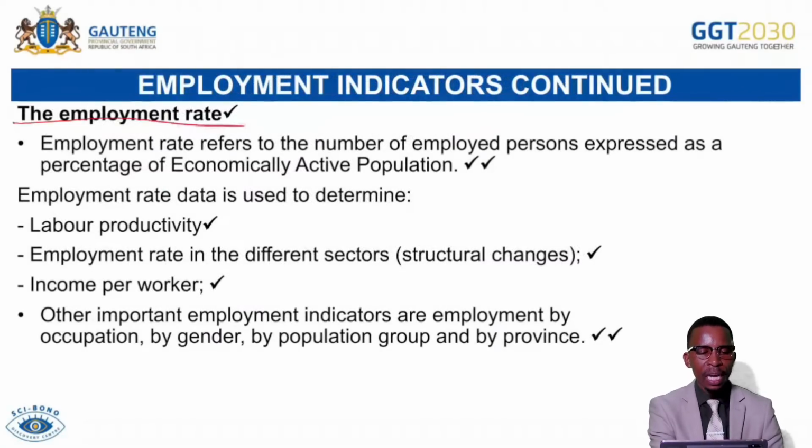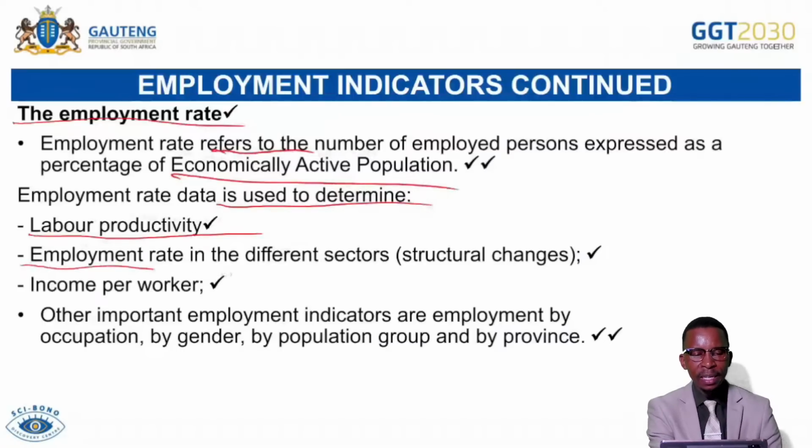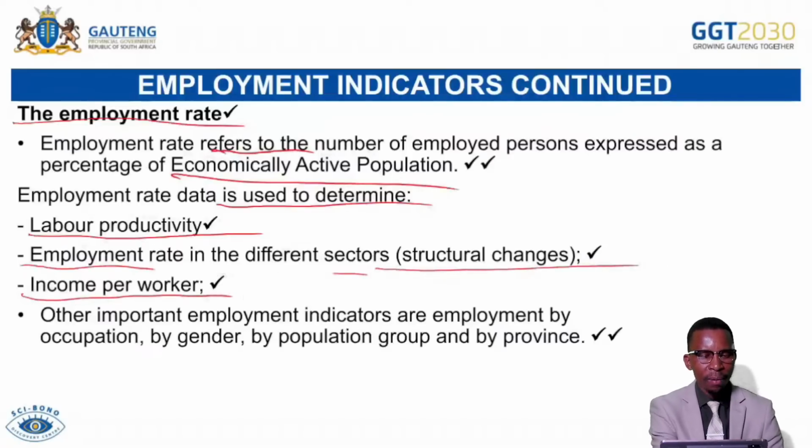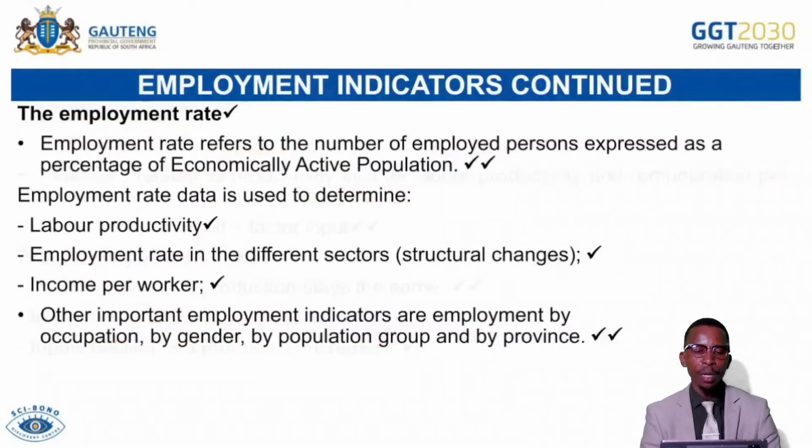The employment rate. Employment rate refers to the number of employed persons expressed as a percentage of the economically active population. Employment rate data is used to determine labor productivity. Employment rate is shown in the different sectors, structural changes. Income per worker. Other important employment indicators are employment by occupation, by gender, by population group, and by province.